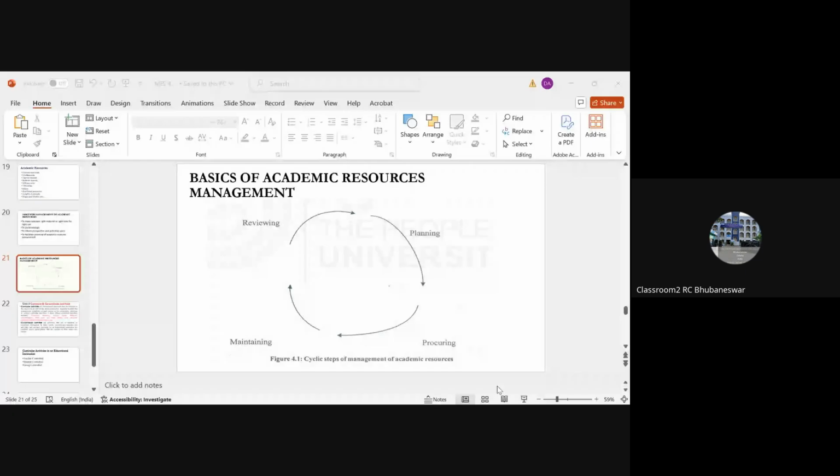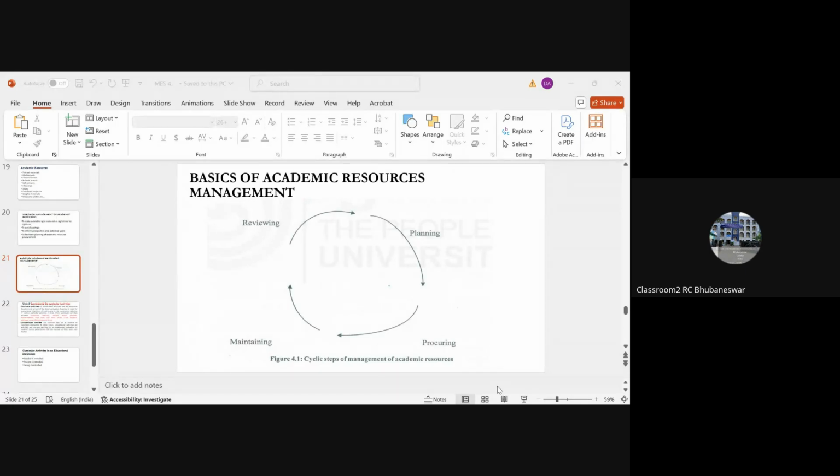Plan for developing infrastructure, plan for improving materials and academic resources, plan for developing the transaction process, or using a variety of techniques of teaching learning activities, planning for fulfilling the required human resources for managing the school level activities. So basically plannings are 2 types. One is a short-term plan, another is a long-term plan.